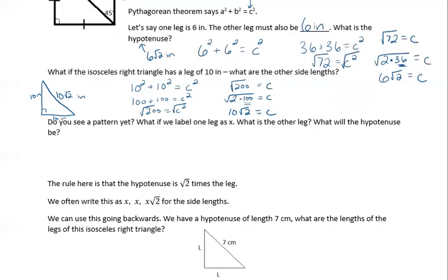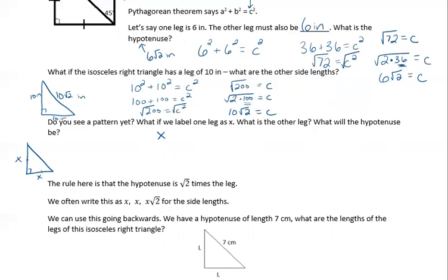What if I label one leg as X? So let's draw that one again. This side is X. If these are the same, then this side is X. What is this one? Well, this is getting a little tricky, but let's see if we can do it.